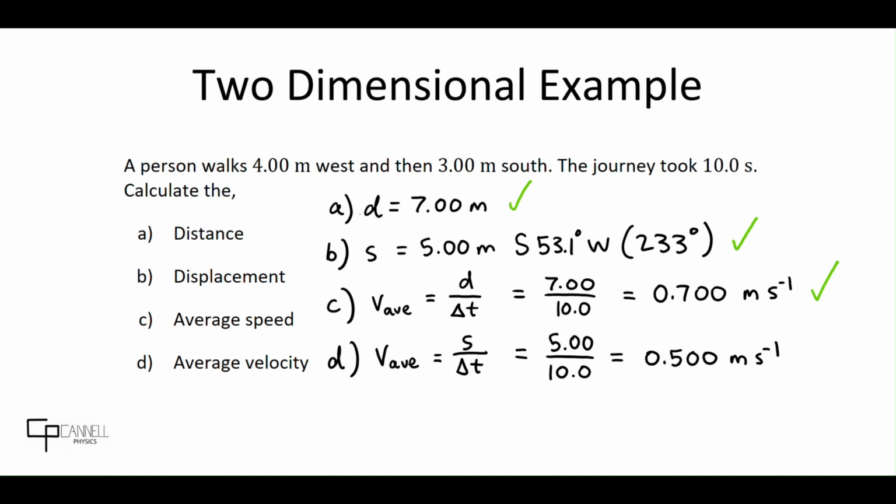But we need a direction now because velocity is a vector, and this is just going to be the same direction as the displacement. So south 53.1 degrees west, or as a bearing 233 degrees.